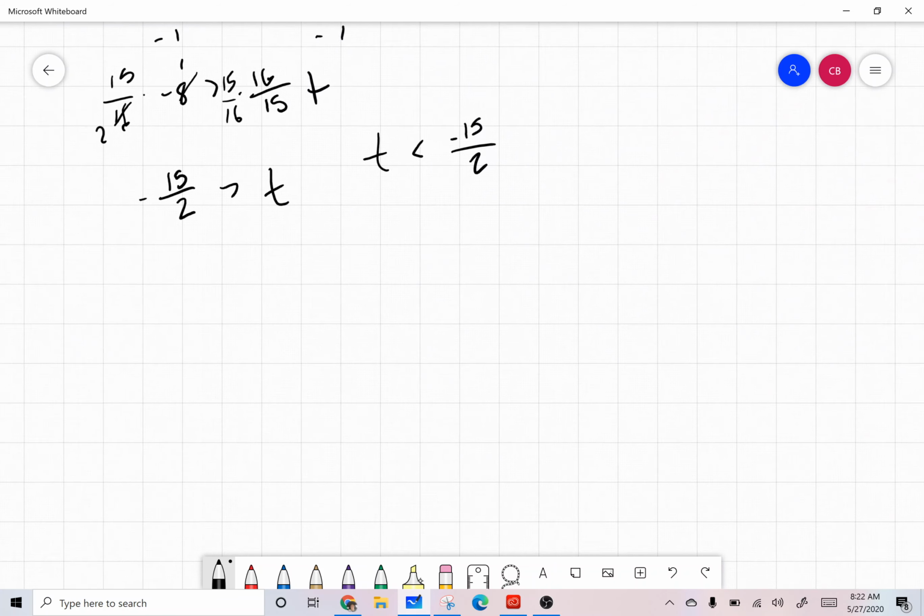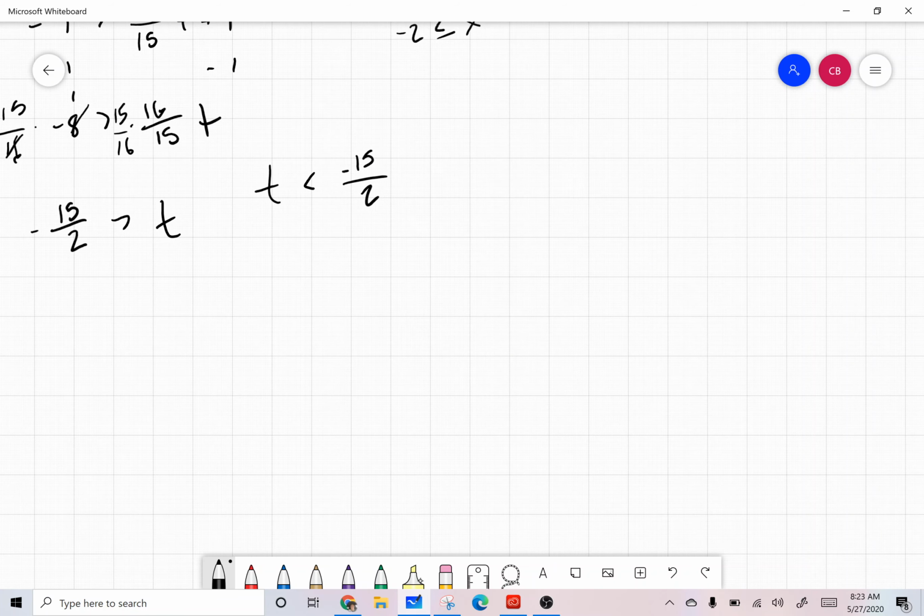Now if I were to graph this on a number line, I have a number line here. Remember 15 divided by 2 is 7.5, so you have 0 here. Let's say somewhere over here, 1, 2, 3, 4, 5, 6, 7, 8. This is negative though, sorry. 1, 2, 3, 4, 5, 6, 7, 8. One way you can do this is you can draw a parenthesis.